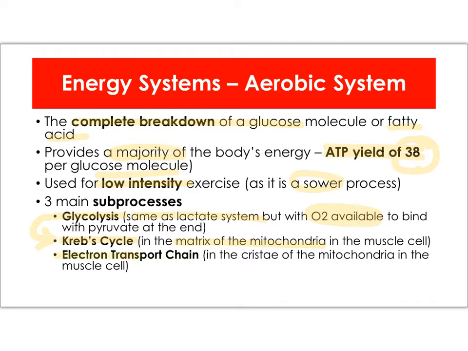And finally, we've got the electron transport chain, and this is where most of the ATP is yielded. So 34 will come out of this electron transport chain, and this occurs in the cristae of the mitochondria in the muscle cell. The mitochondria is a cell that looks similar to this in the muscle cell, and it's called our powerhouse. It's our energy maker.